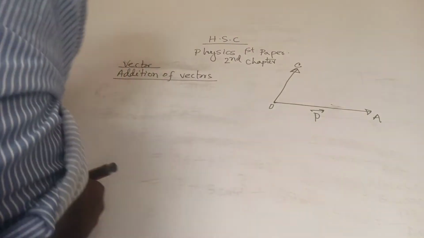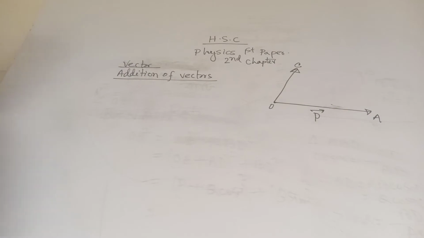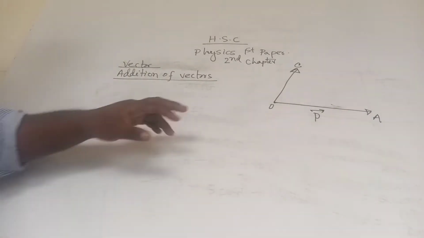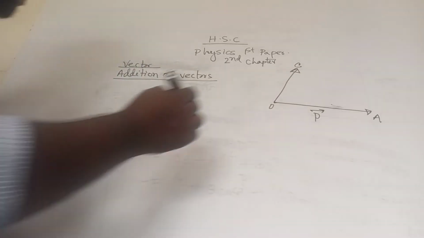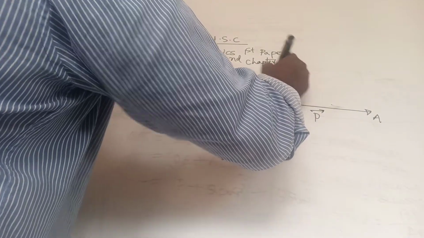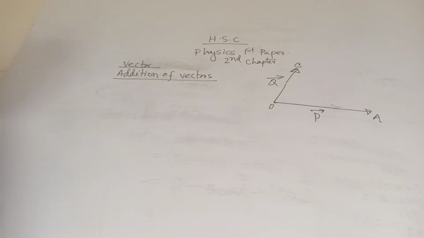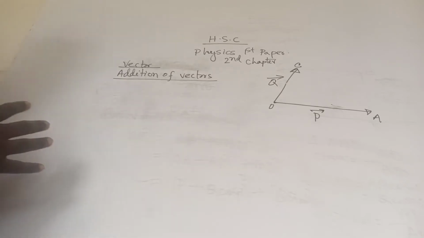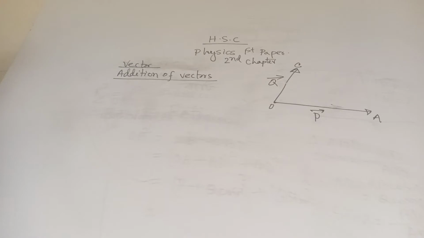And at the same time, let us take OC. The length of this ray indicates the magnitude of vector Q, and its direction indicates the direction of the vector Q. So if these two vectors act on the same point, the two vectors make a new vector. That means their action will be expressed by only one vector.